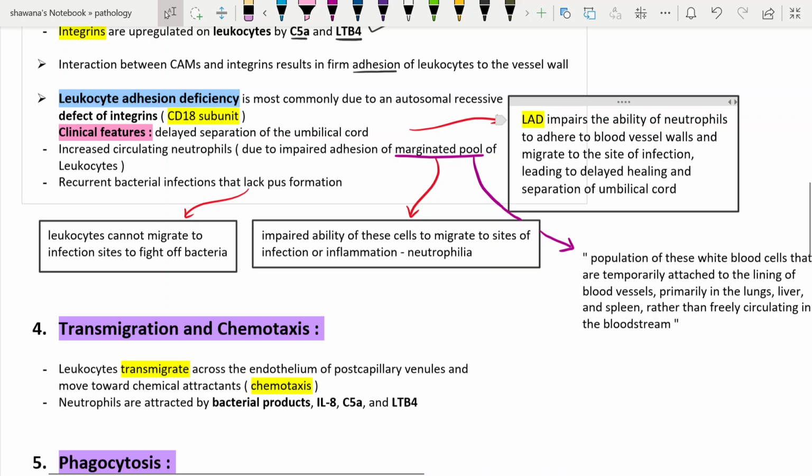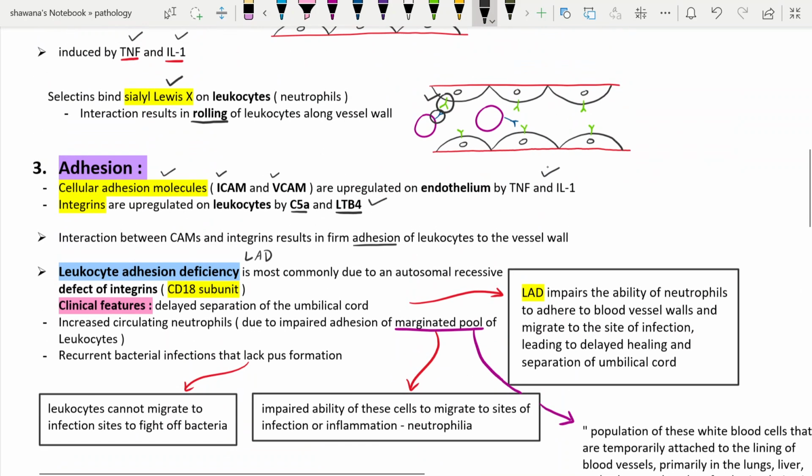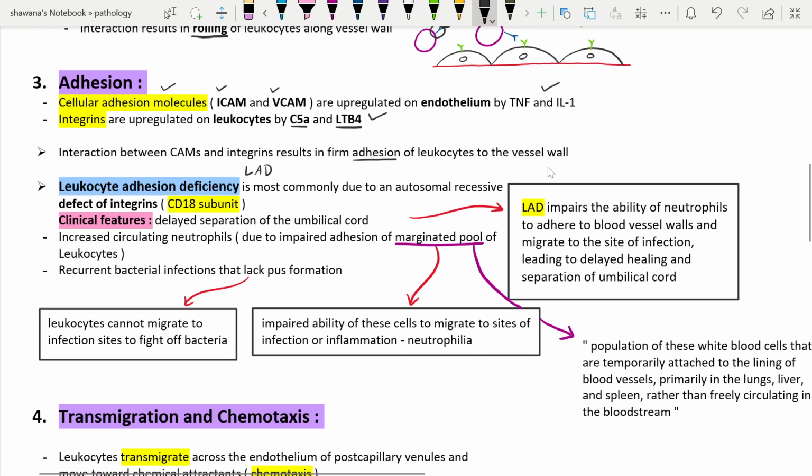Talking about adhesion, we can discuss a disease known as leukocyte adhesion deficiency, which is LAD. It's not very common among the population, but it's due to an autosomal recessive trait, and it results in a defect of integrins. Integrins are upregulated on leukocytes, right? But in leukocyte adhesion deficiency, there is a defect of the integrins, particularly the CD18 subunit of the integrin.